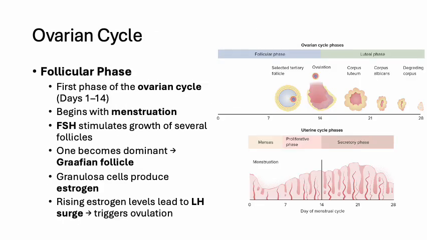The follicular phase is the first half of the ovarian cycle and begins on the first day of menstruation. During this time, FSH from the anterior pituitary stimulates multiple follicles in the ovary to begin maturing. Usually only one of these becomes the dominant Graafian follicle. As it develops, granulosa cells around the oocyte secrete increasing amounts of estrogen, which stimulate regeneration of the endometrial lining. Estrogen levels eventually reach the threshold that triggers a surge of LH, leading to ovulation, the release of the secondary oocyte around day 14. This phase prepares the egg and the uterine lining for a possible pregnancy.